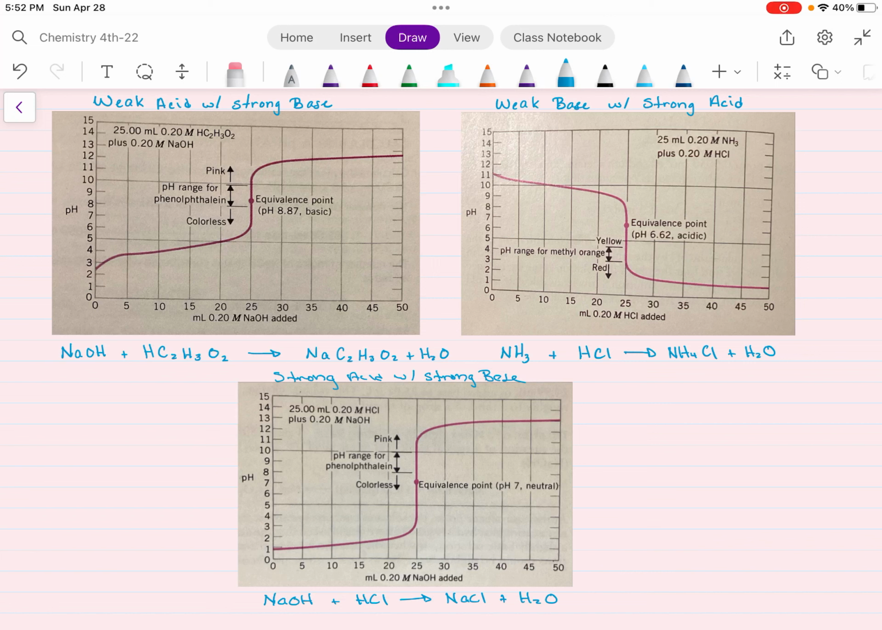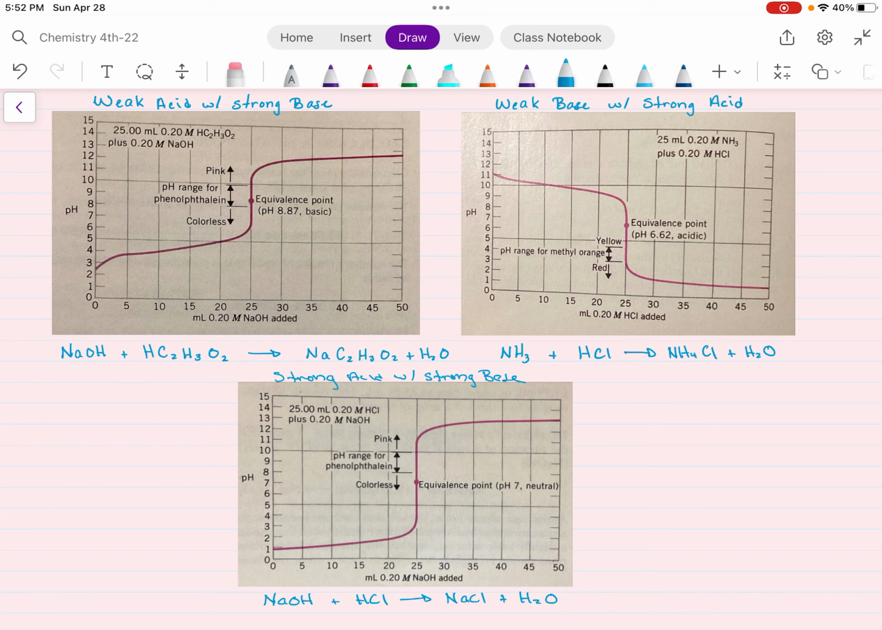Okay, so here's the last video that we're going to do for acids and bases. What we're looking at here is a comparison, right? So here we have three different titration curves. We have a weak acid with a strong base, a weak base with a strong acid, and then the one we did in the previous video, which is a strong acid versus a strong base.